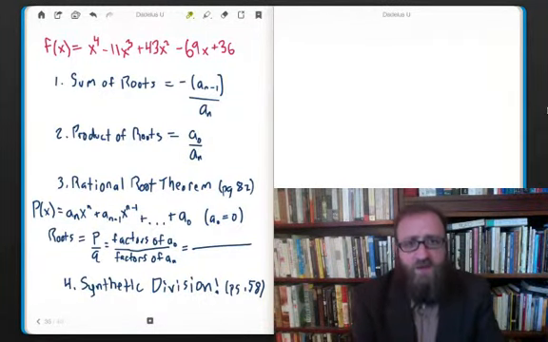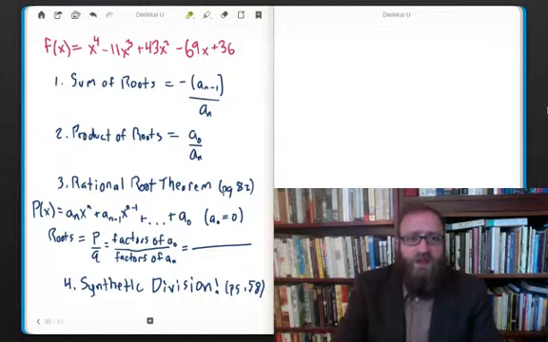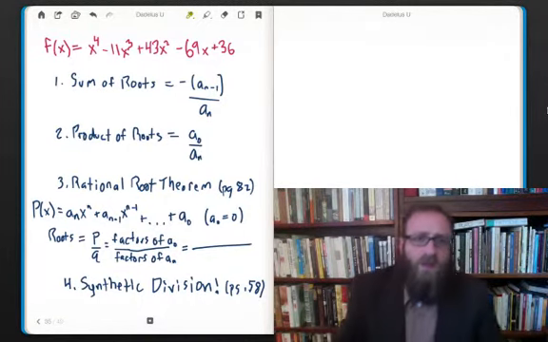What else do we know? Well, it's fourth degree, so it has 4 roots. And really, that's our focus today. We're going to look for those 4 roots. So how do we go about doing so? Well, first we can make some predictions or some generalizations about the roots. The sum of the roots is equal to negative a sub n minus 1 over a sub n.